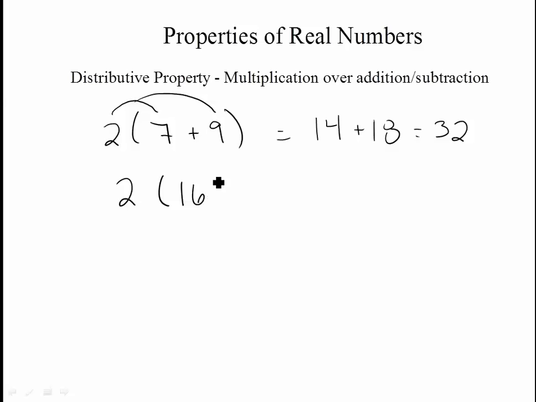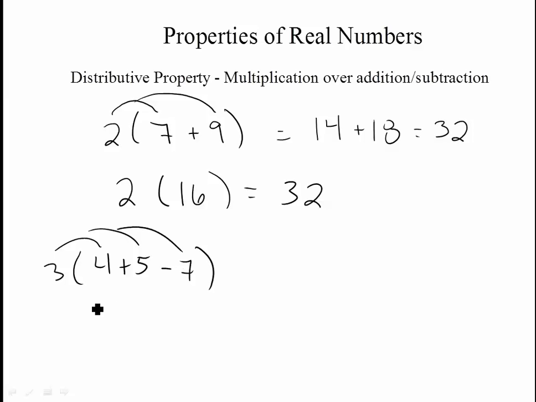And that's the same thing we would have gotten if we followed order of operations. It doesn't matter how many numbers are here. We could have 3 times (4 plus 5 minus 7). It doesn't matter the order. I'm still distributing 3 in this case to all three numbers. You get 12 plus 15 minus 21, just 27 minus 21, or 6.